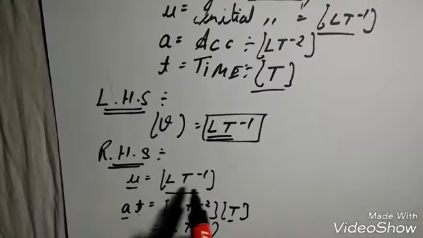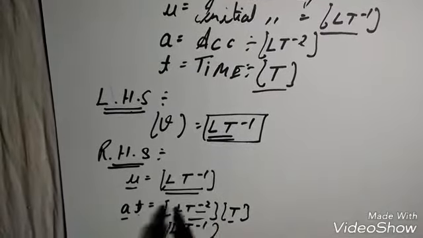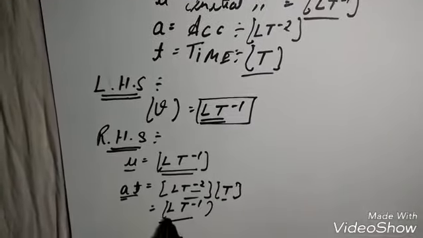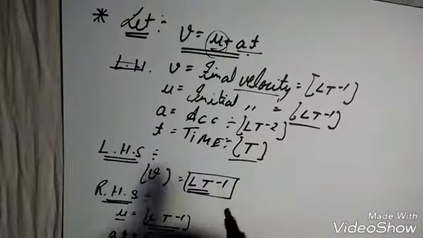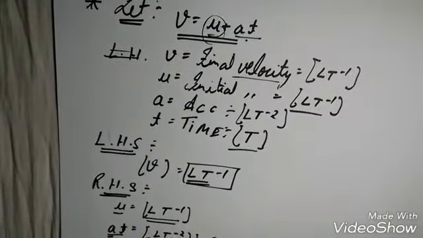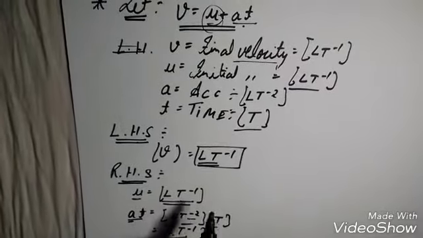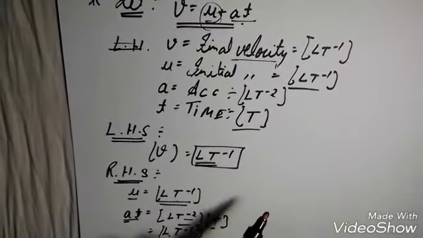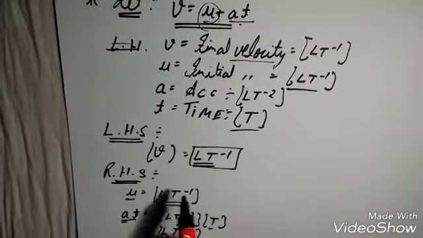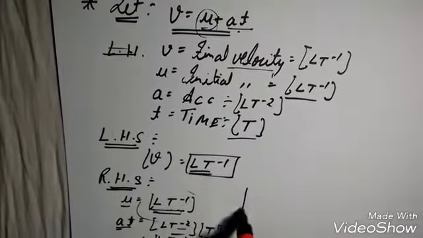This means U has a dimension of LT^-1, and AT also has a dimension of LT^-1. If these two are added together, as they have the same dimension formula, they can be added according to the principle of homogeneity. After addition, they will result in a physical quantity of the same dimension formula.